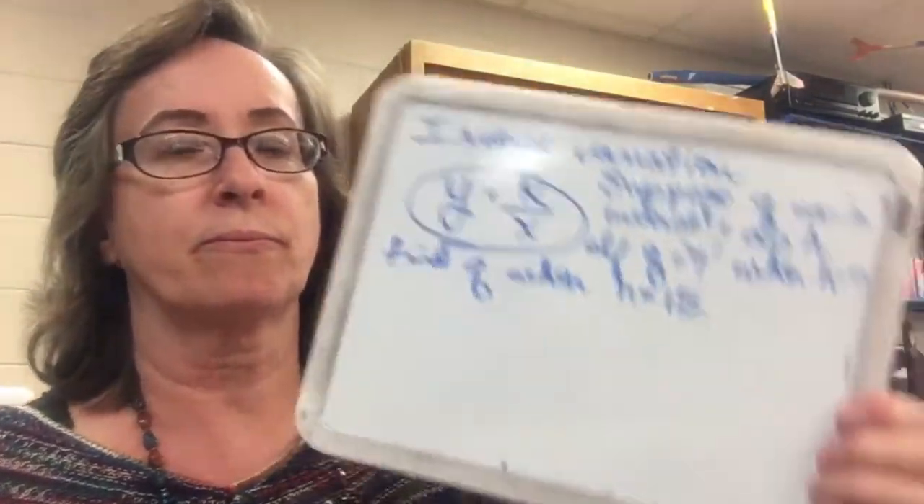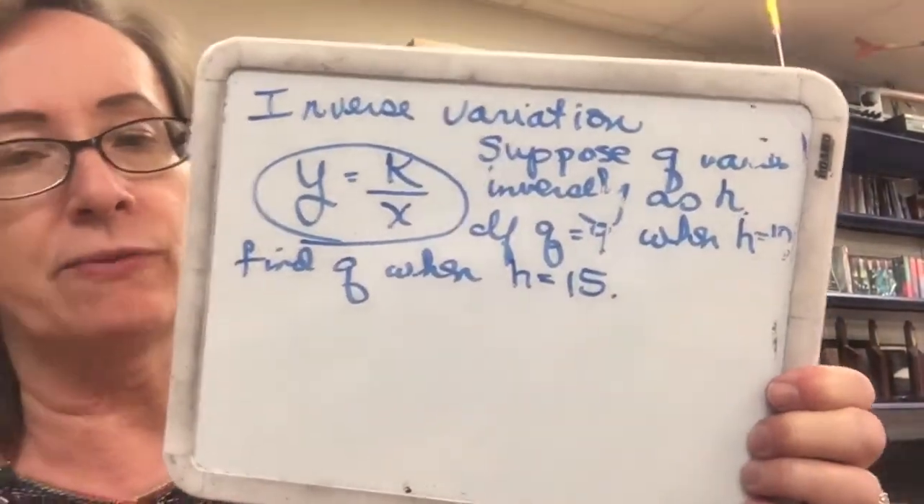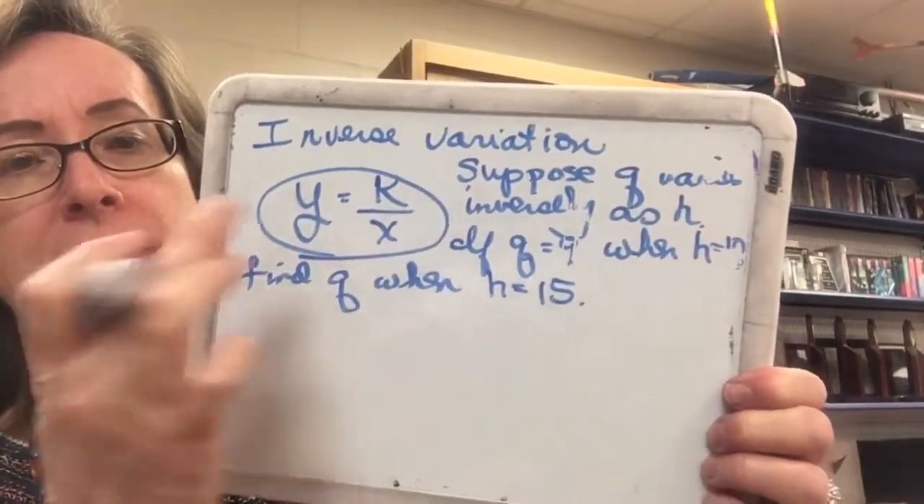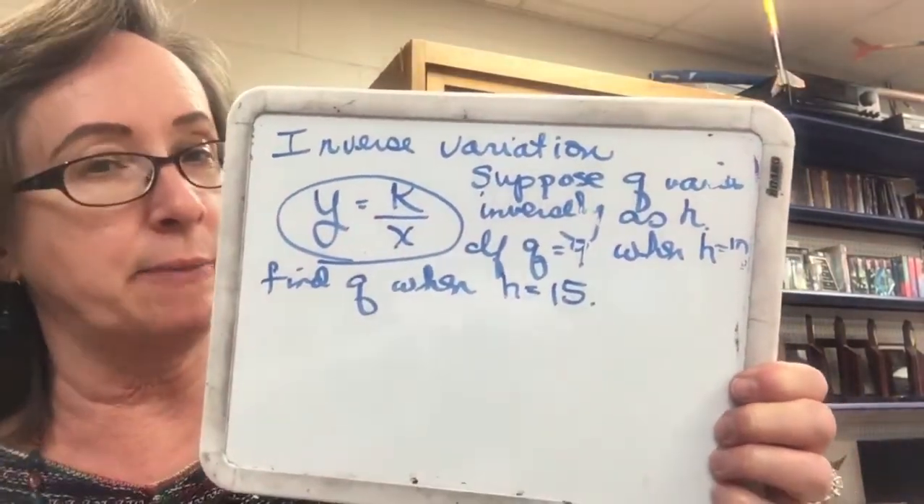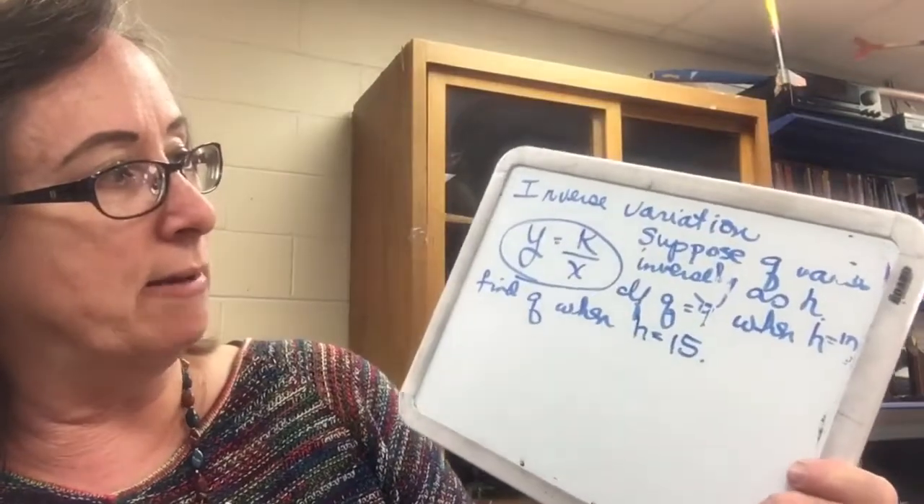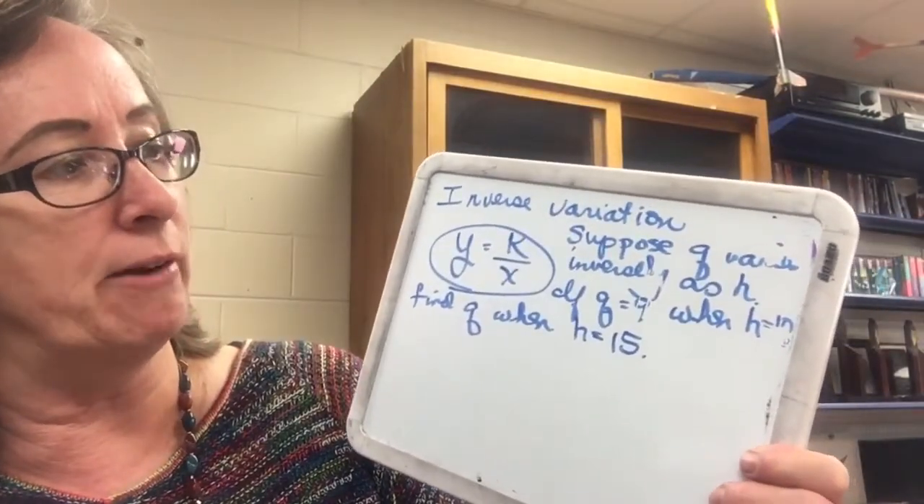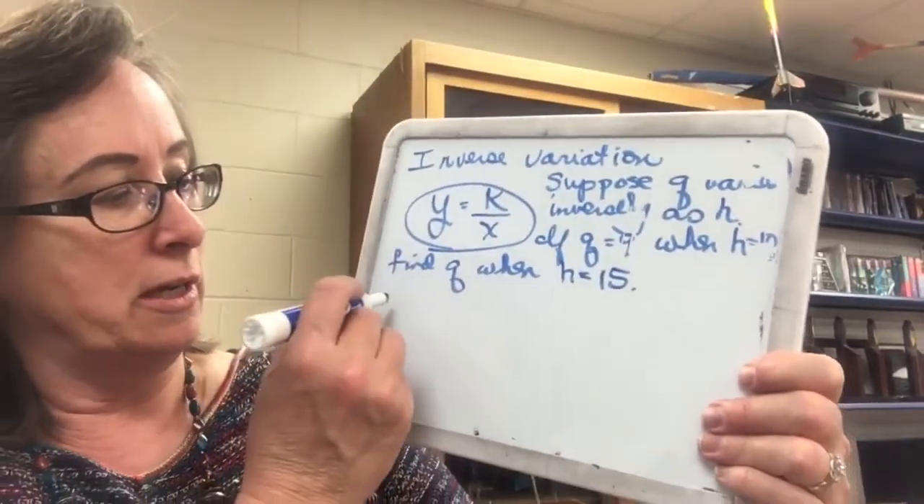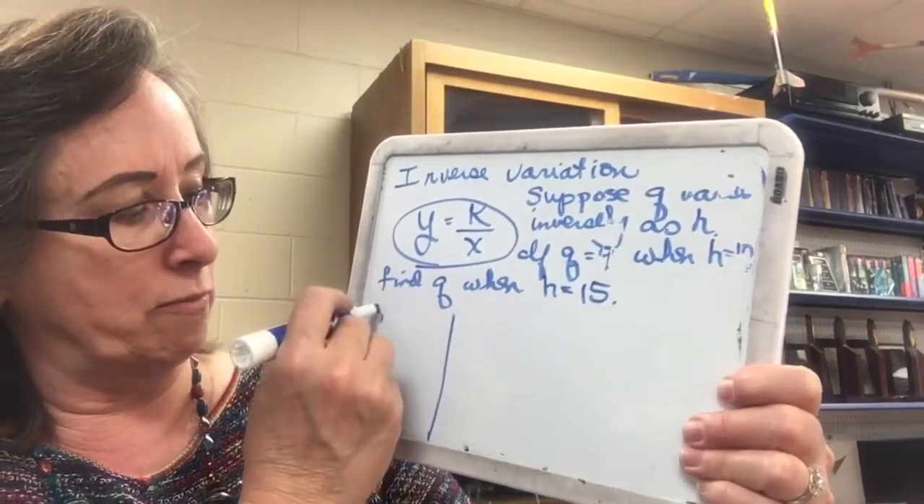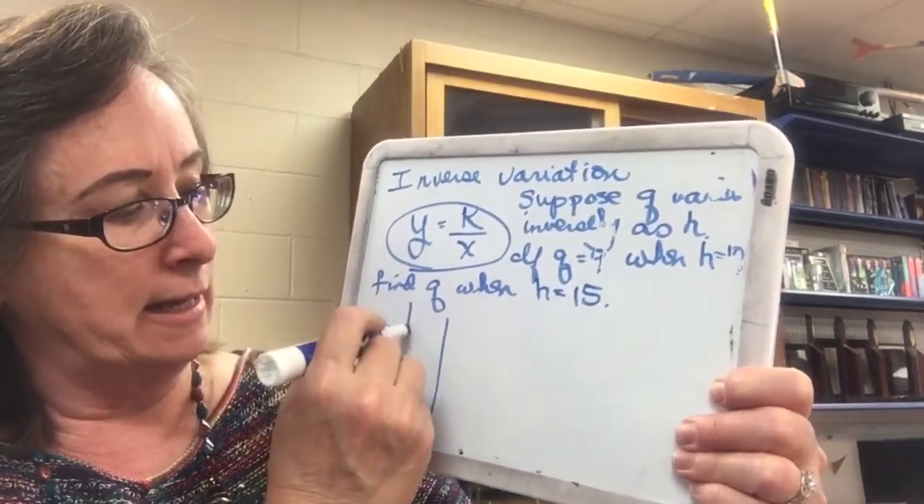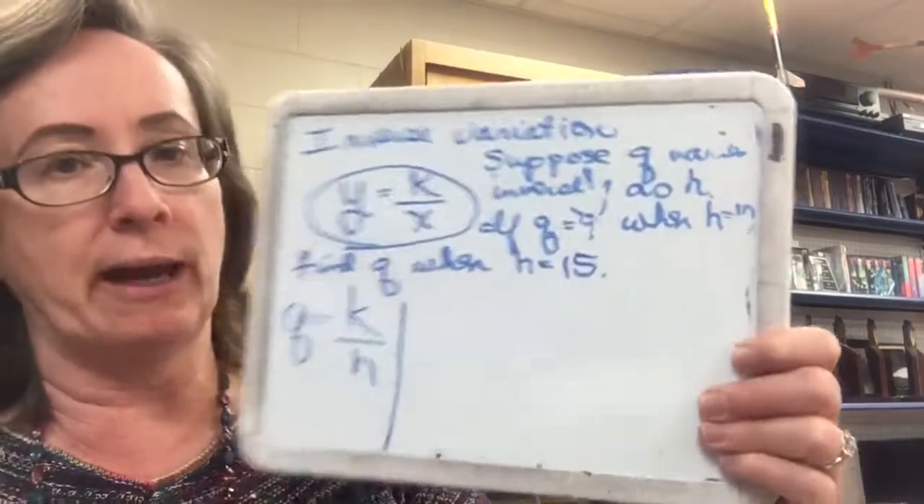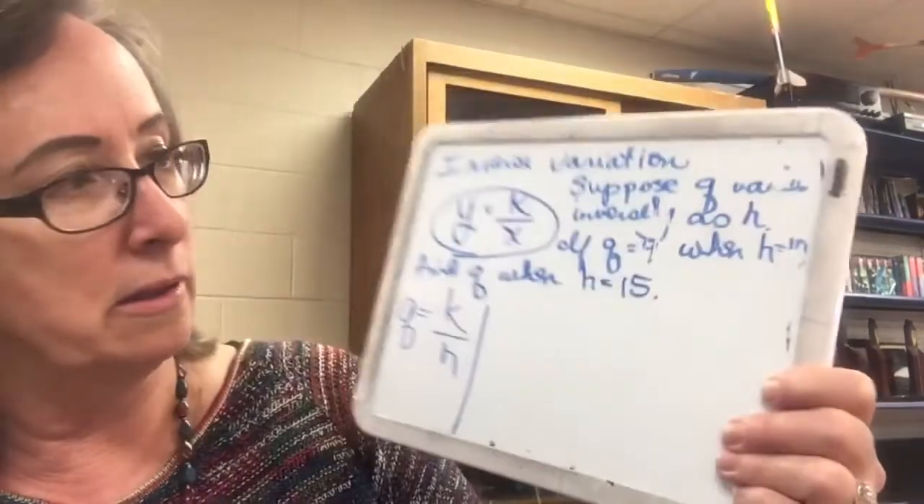Okay, so now we're going to do a little bit with inverse variation. So here's an inverse variation equation. Y varies inversely as x. The x must go downstairs. So now it says, suppose that q varies inversely as h. So my first little thing is write the equation. Q varies inversely as h, so h has to go downstairs.